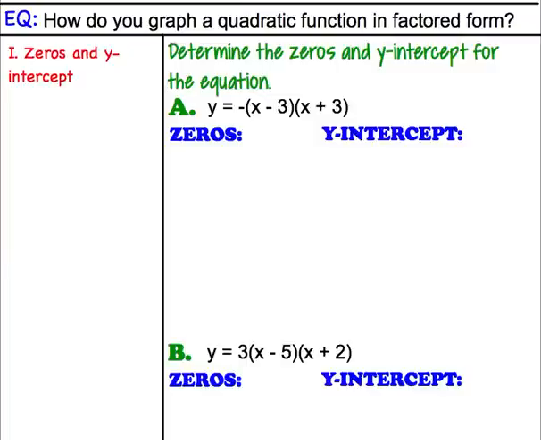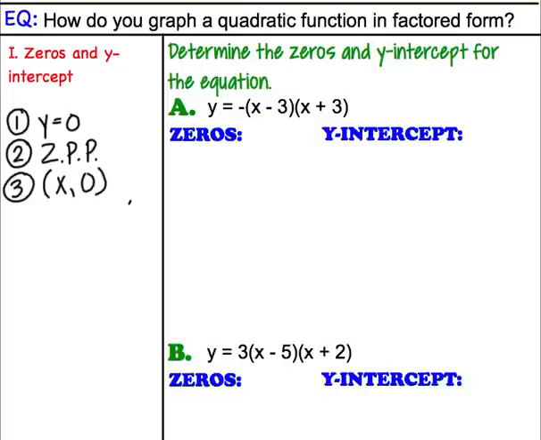Let's review our steps that we have. If you recall, when we talk about determining zeros and y-intercepts, our first step with determining zeros is set y equal to 0. Then use the zero product property. And then step 3 is to write our ordered pair in the form of x comma 0. And this is for our zeros.